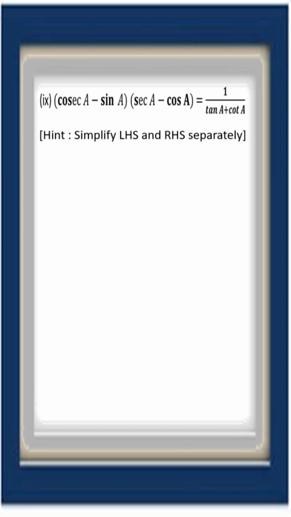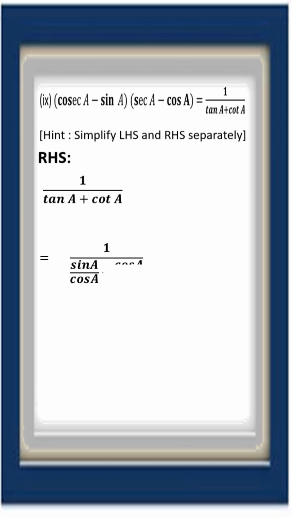Now let us solve the RHS. RHS is 1 upon tan A plus cot A. Now let us convert the denominator tan A plus cot A in terms of sin and cos ratios. So this is equal to 1 upon, instead of tan A, we write sin A upon cos A, plus instead of cot A, cos A upon sin A.